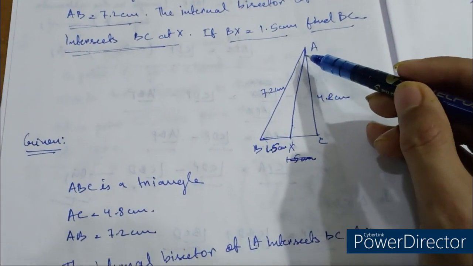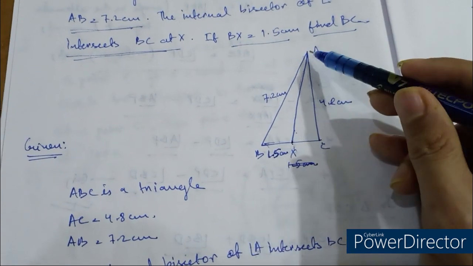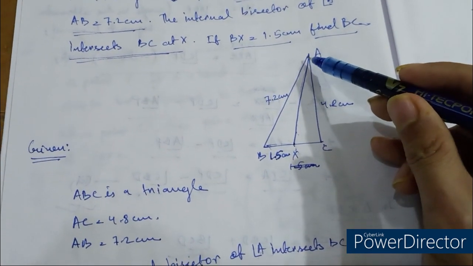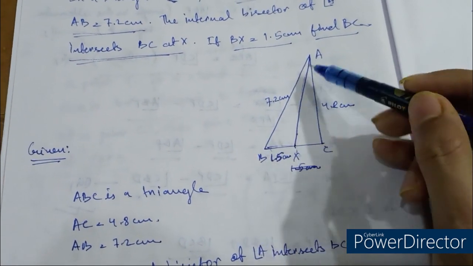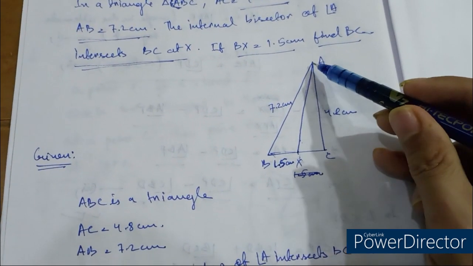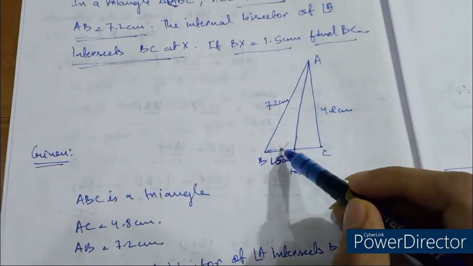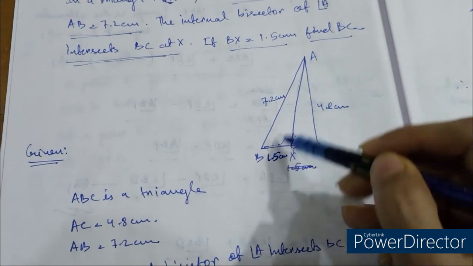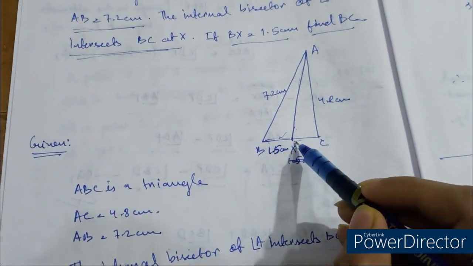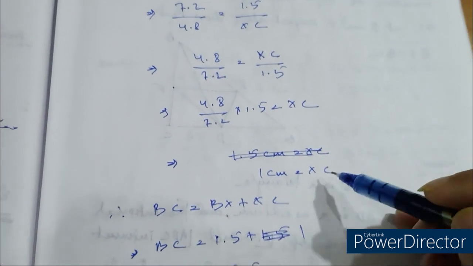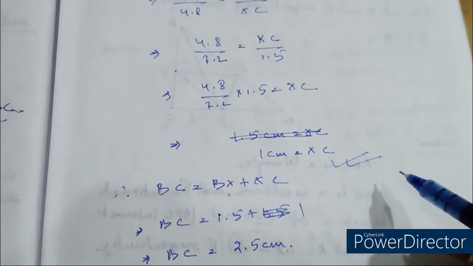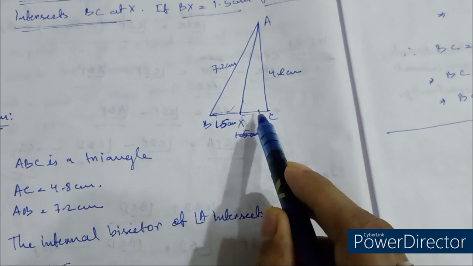Since AX is the internal bisector of angle A, I can say that AB by AC is equal to BX by XC. Yes, this is our theorem. Put the values and solve it. So XC is equal to 1 centimeter.